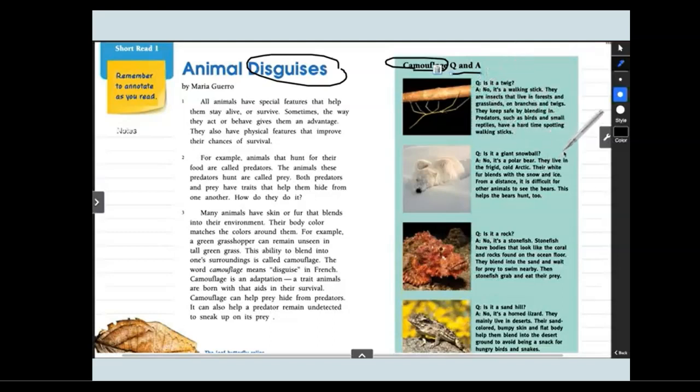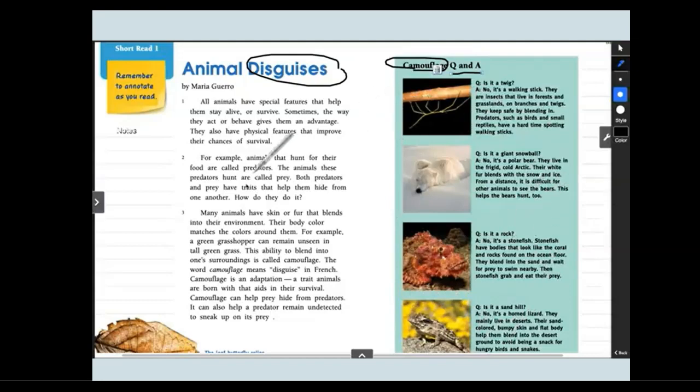So I know in previous texts we've read the captions of photos. Here we have a Q&A section that will give us more information. So it's important that we don't only focus on the text, but also the graphic feature here. Okay, let's go ahead and get started looking for key details.